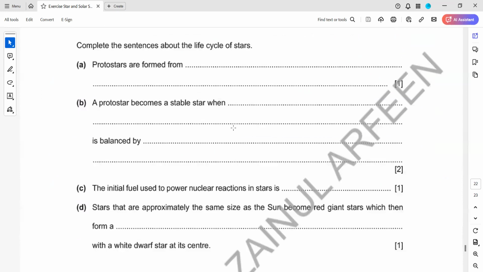Complete the sentences about the life cycle of a star. A protostar is formed from an interstellar cloud. And the protostar becomes a stable star when the gravitational force balances with the radiation pressure, or the outward force due to the temperature. So a protostar is formed from an interstellar cloud, and when the gravitational force is balanced with the radiation pressure, it becomes stable.